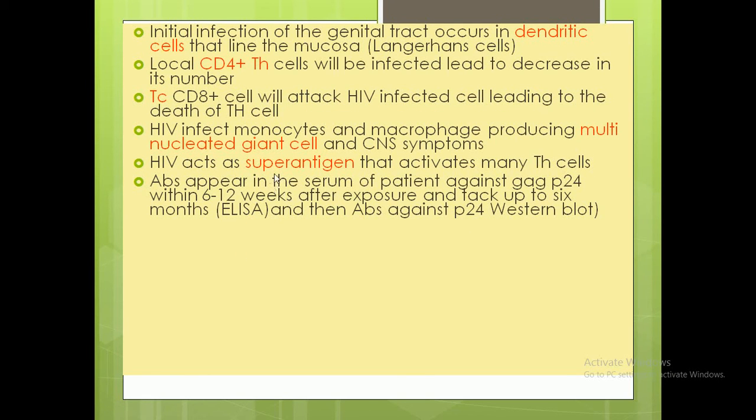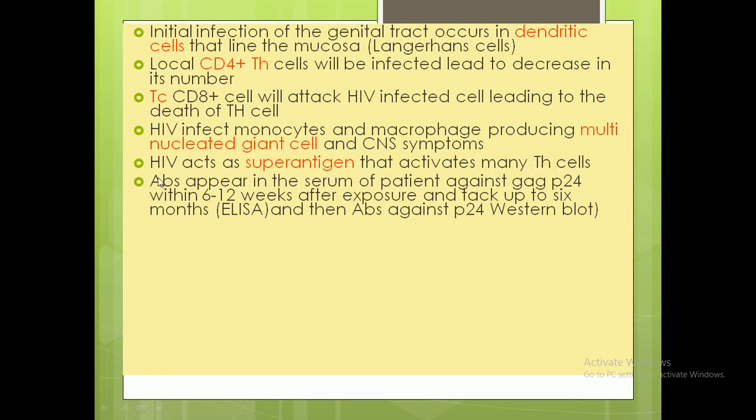Initial infection of the genital tract occurs in the dendritic cells that line the mucosa, the Langerhans cells, and then local CD4 T helper cells will be infected, leading to a decrease in their number. Cytotoxic CD8 cells will attack, leading to death of T helper cells and of HIV-infected monocytes and macrophages, producing multinucleate giant cells. HIV acts as a superantigen, leading to activation of many T helper cells.